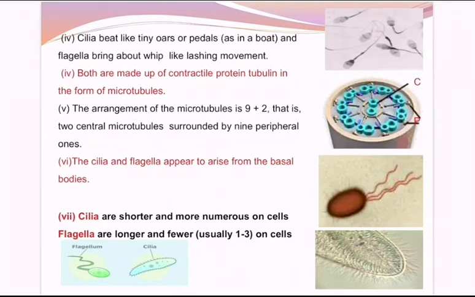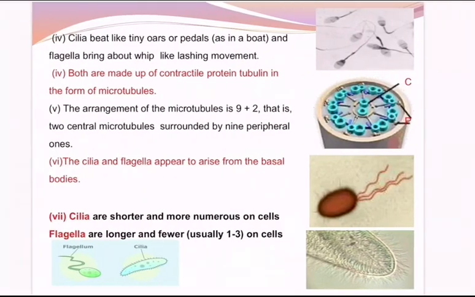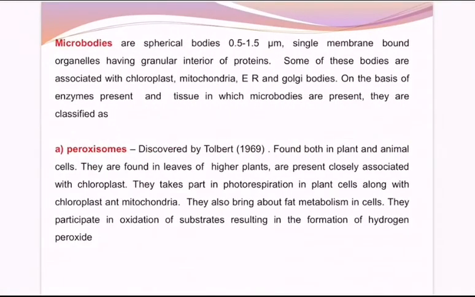The arrangement, as I said just now, in the case of the centriole is 9 plus 0. Here it is 9 plus 2. You can see 1, 2, 3, 4, 5, 6, 7, 8, 9 and 1, 2: a 9 plus 2 arrangement. Two central microtubules are surrounded by 9 peripheral ones. The cilia and flagella appear to rise from the basal body. Cilia are short, hair-like structures but numerous, and flagella are long and only 1 or 2.